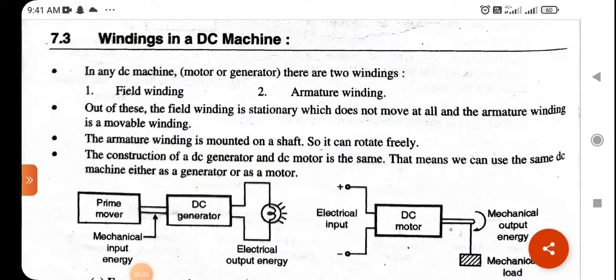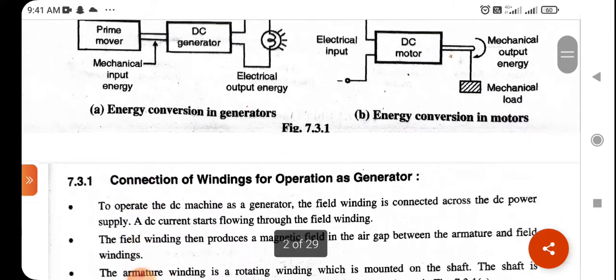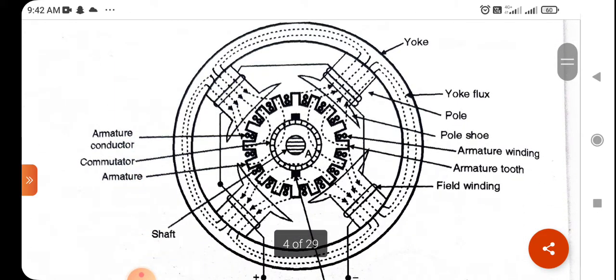Today I am going to discuss DC machine. So this is the basic concept about DC machine. Mainly in any DC machine or DC generator, because we know construction-wise both the DC motor and generator are the same, there are two kinds of winding. First is field winding, second is armature winding. So now we are going to discuss the general construction of a DC machine.